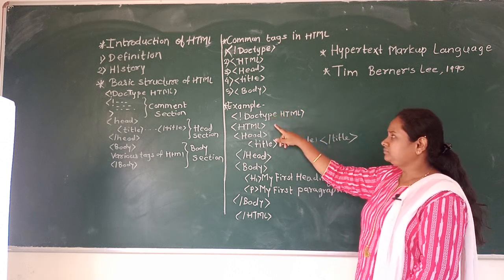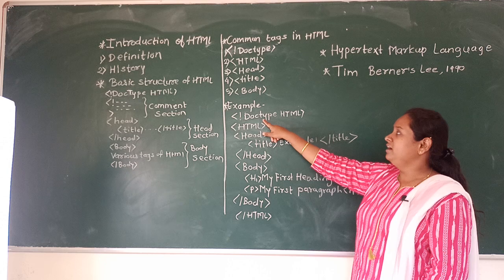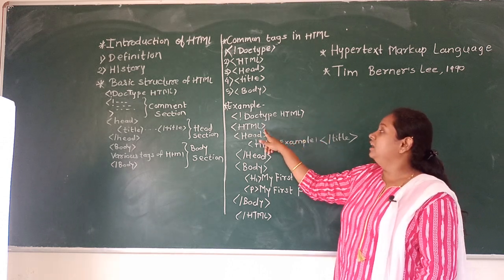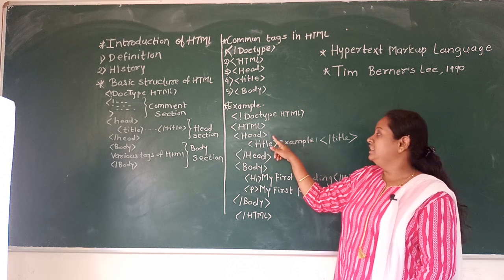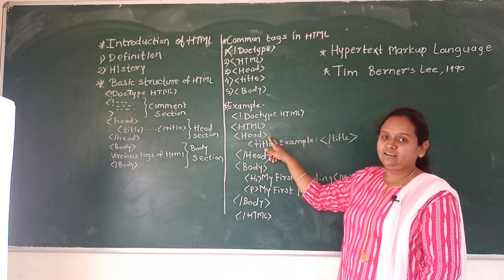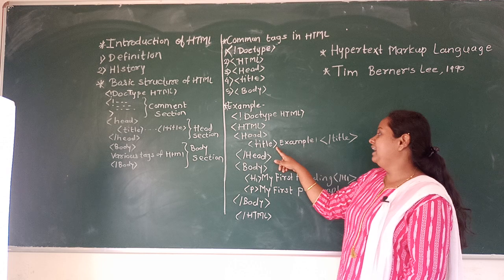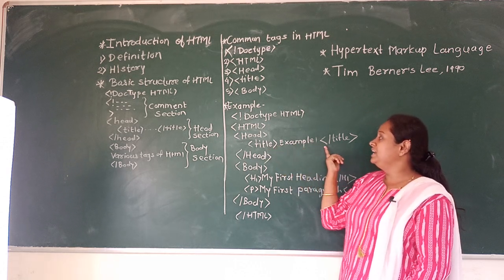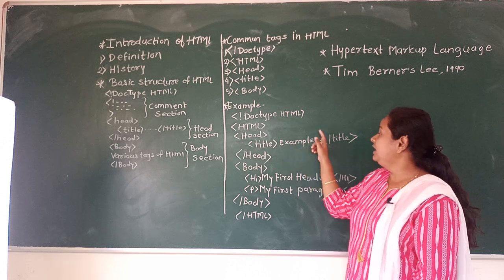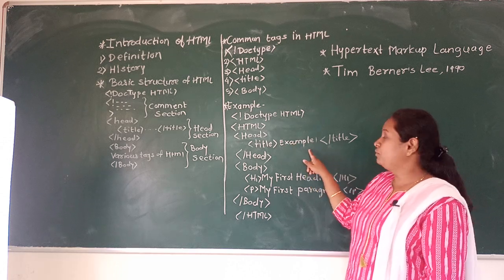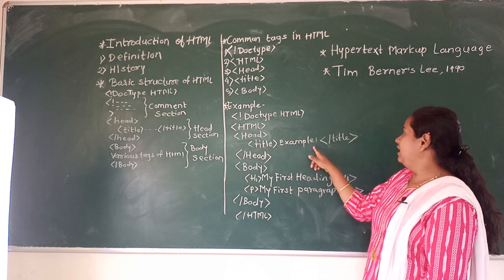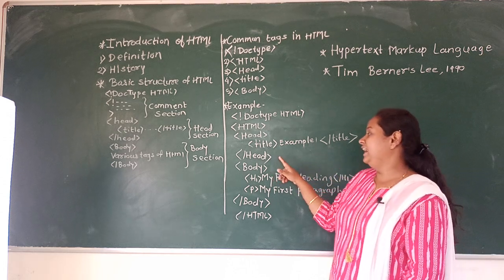In that, first we provide the doctype HTML. This is optional. Then here the HTML tag. Then here the head tag. In the head tag we can provide the title tag. In that we can provide "example 1". So here example 1 is shown in the title bar of the browser. Then here the head tag is closed.